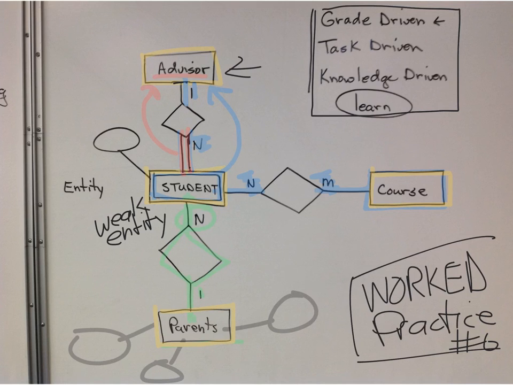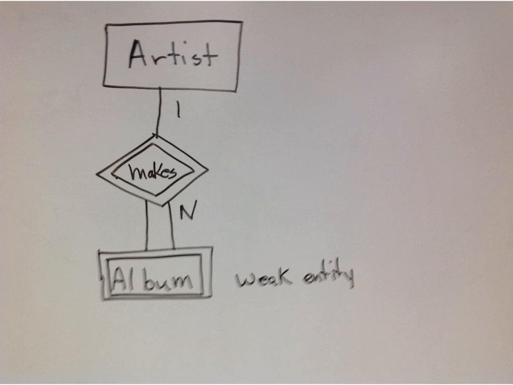We're going to keep working at those here to finish up the day. This one we did the other day. Here's an entity, artist. Here's an entity, album. Double box, that's a weak entity because you can't have an album without an artist. So an album is dependent upon the artist. One artist can make many albums, but each album, the way we have it designed here, can only have one artist.